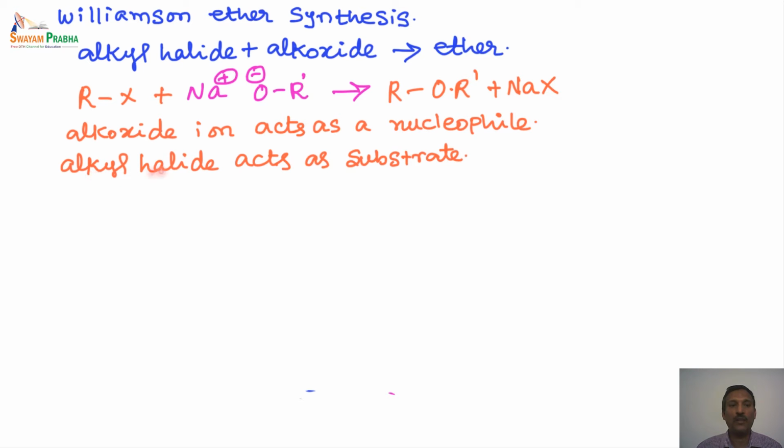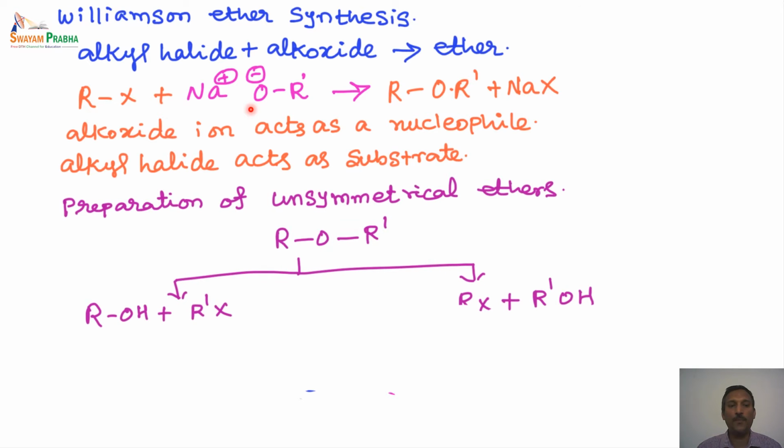In this particular reaction, the alkyl halide acts like a substrate, and the alkoxide is the nucleophile which attacks the substrate, and the halogen is lost. So let us see the mechanism.